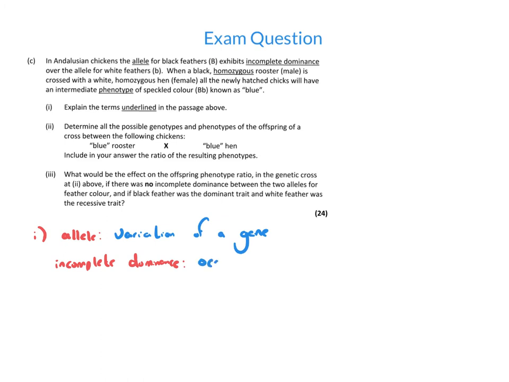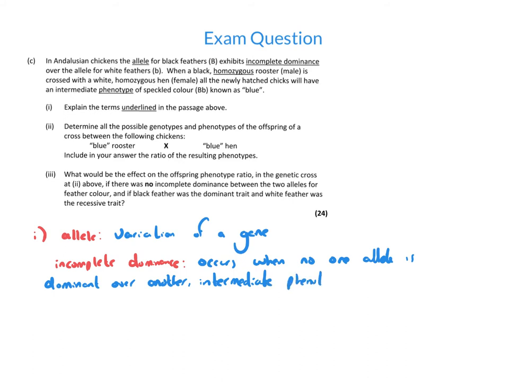This occurs when no one allele is dominant over another, and we could say an intermediate phenotype is expressed. So slightly longer answer there, but that was incomplete dominance.